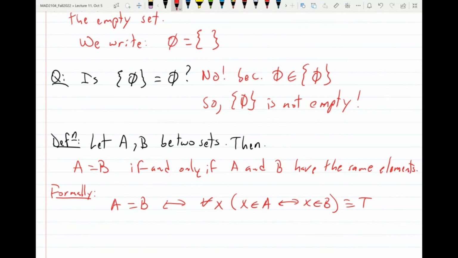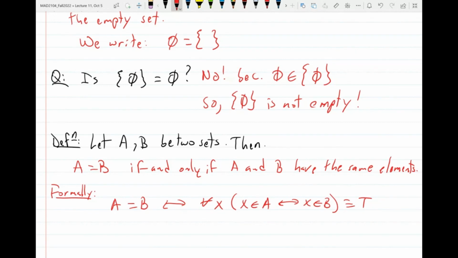In other words, for every element in our discussion, it is in A if and only if it is in B. Remember, this means if x is in A, then x is in B, and if x is in B, then x is in A, right? That's how you break biconditionals. It's a pair of implications. So as a formal definition, to say that two sets are equal is to say that this quantified proposition is true. Okay? That's what it means to say that two sets are equal.